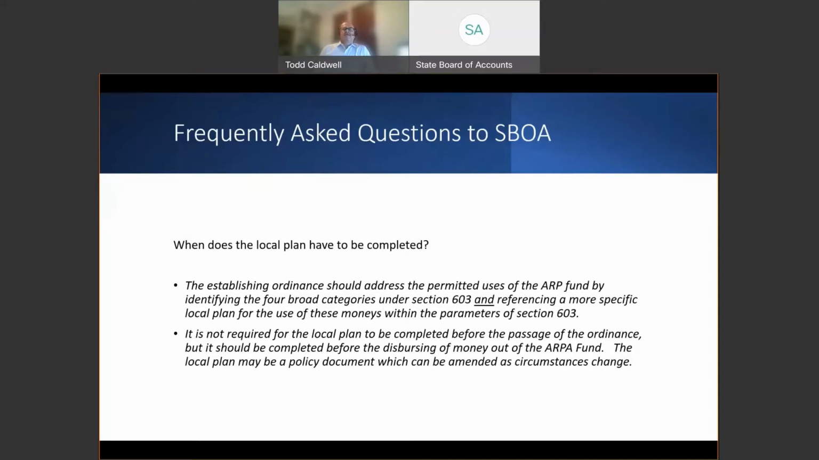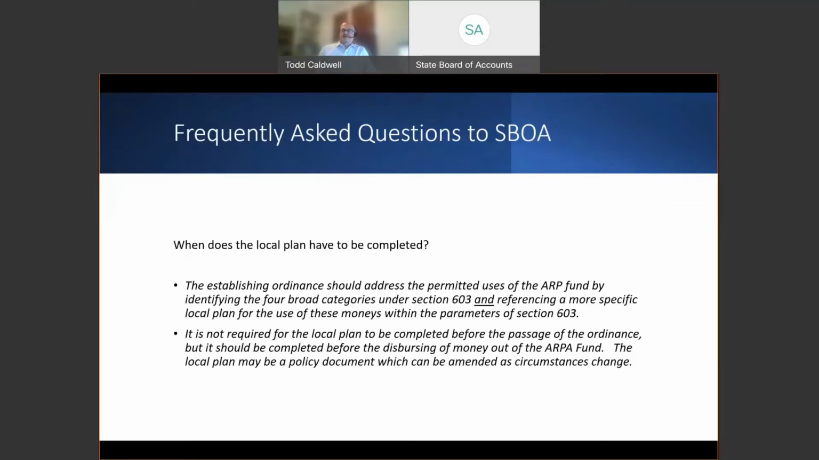When does the local plan have to be completed? Well, the establishing ordinance should address the permitted uses of the ARP fund by identifying the 4 broad categories under Section 603 and referencing a more specific local plan for the use of these monies within the parameters of the ARPA. It's not required that the local plan be included as part of your ordinance or that it be completed before the passage of the ordinance, but it should be completed before the dispersing of money out of the fund. That only makes sense because how can you spend that money if you don't have a plan for it yet?